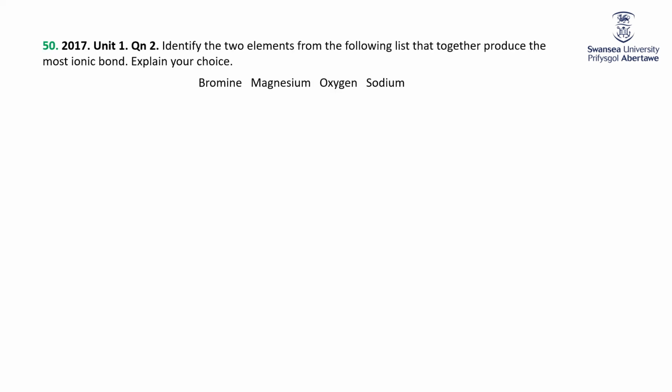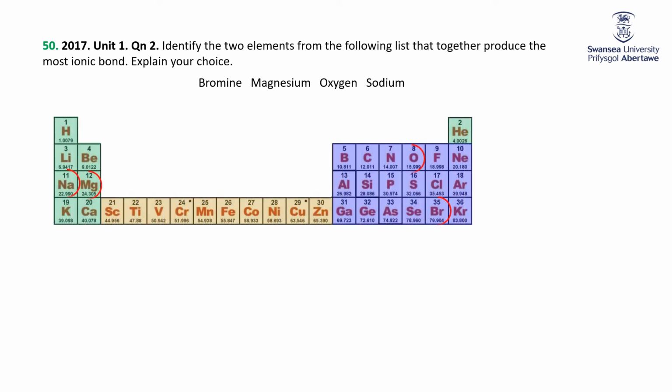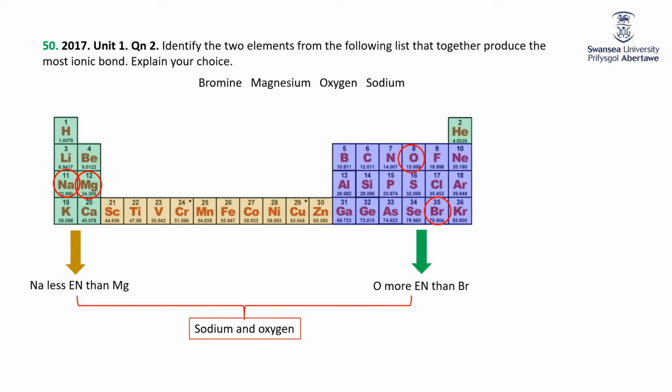So which two elements from this list produce the most ionic bond? Well, looking at where they are on the periodic table, the most ionic bond is the one where the atoms have the highest difference in electronegativity. If we look at the metals, sodium is less electronegative than magnesium, so it will make more ionic bonds. And then the non-metals, oxygen is more electronegative than bromine, so it will make the more ionic bonds. So sodium and oxygen together.